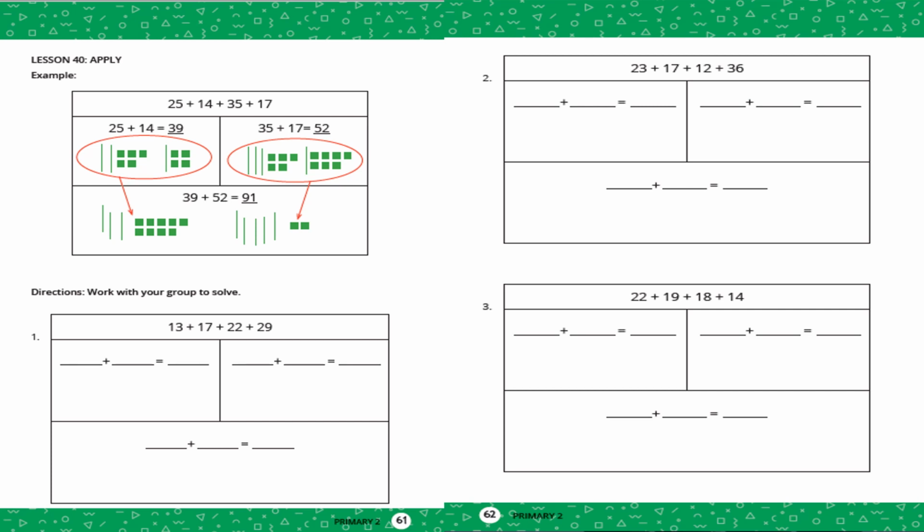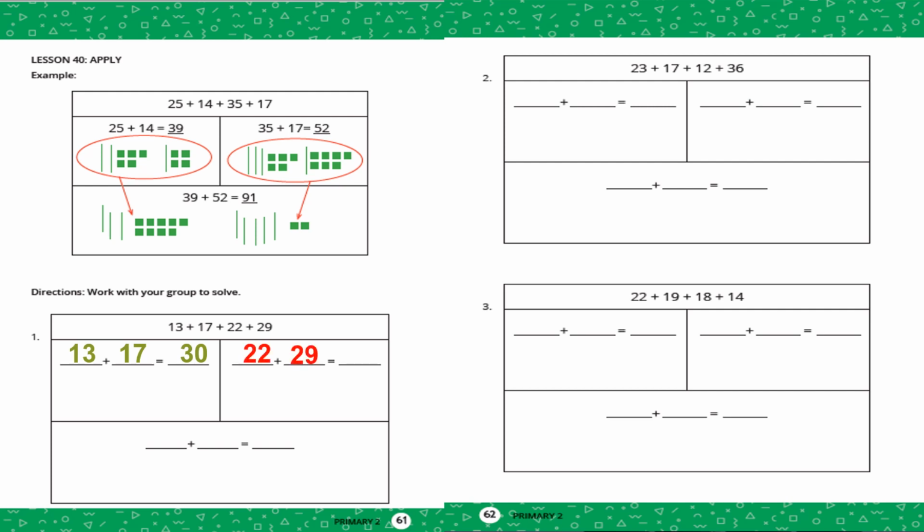Let's go to number 2. 13 plus 17 plus 22 plus 29. Let's put every two numbers together. So 13 plus 17. 3 plus 7, after 7, 8, 9, 10. So we will put 0 and carry up 1 in tens. 1 plus 1 equals 2. 2 plus 1 equals 3. So equals 30.